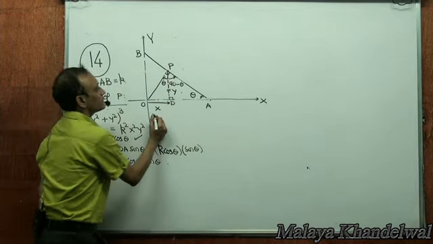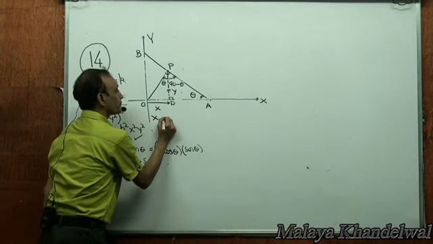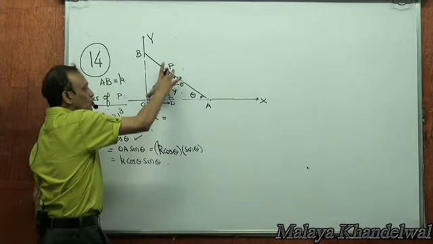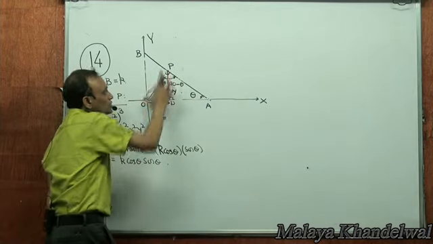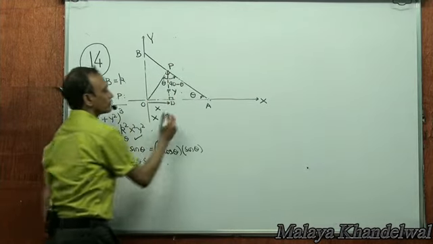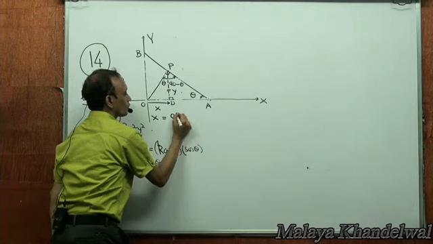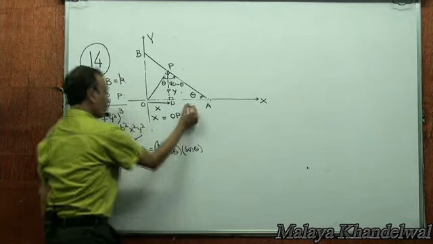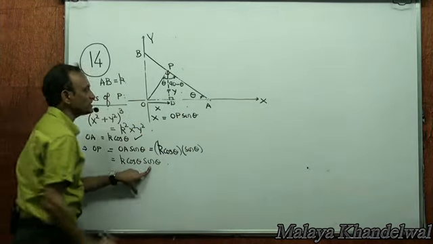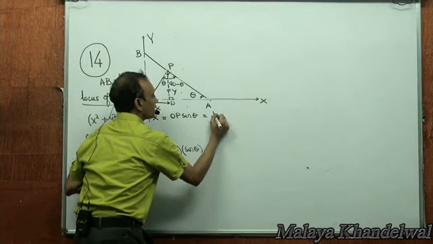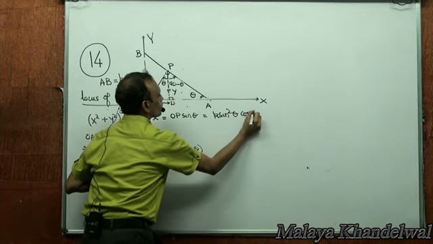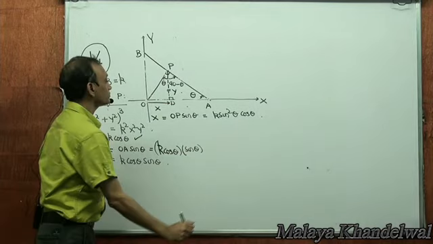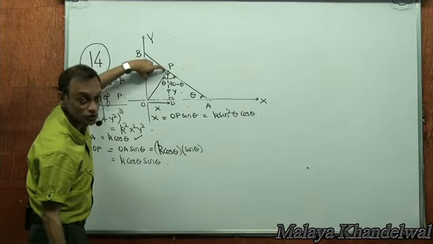Now, check to see that x, which is PD, is OP sin theta, isn't it? X is OP sin theta. OP sin theta means this into sin theta, which is K sin square theta cos theta. That's the x coordinate of P, right?